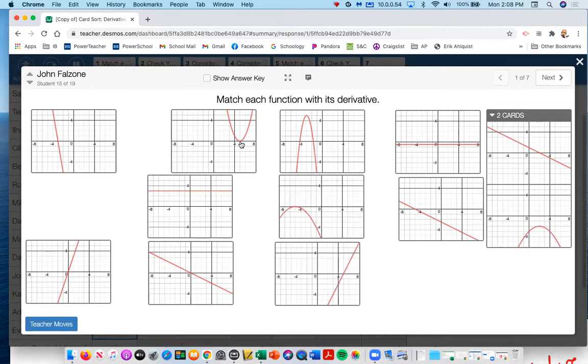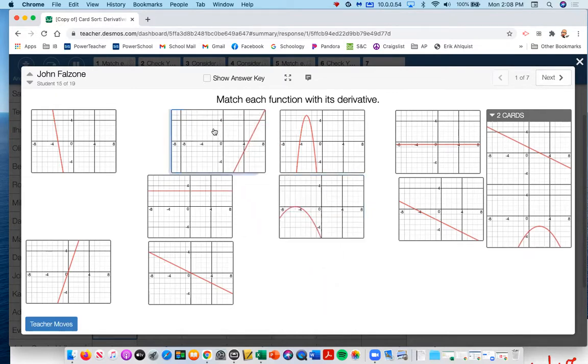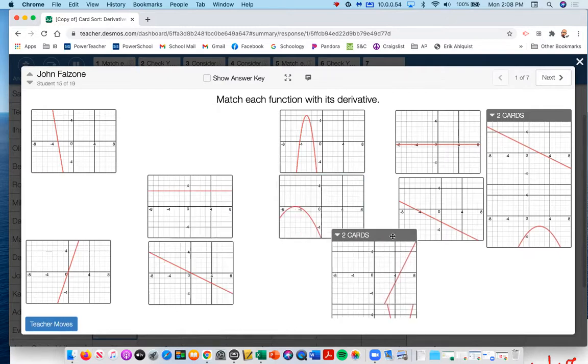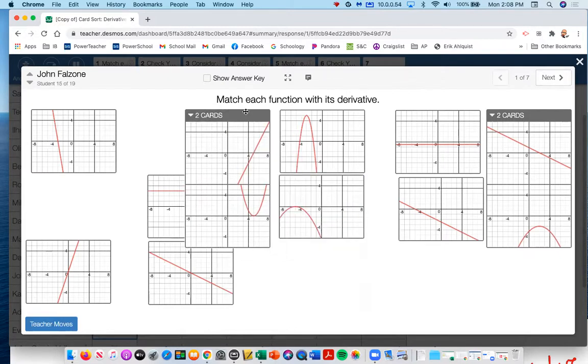Gotcha. So we need a graph that goes from negative values. We need a derivative graph that goes from negative values to positive values at 5. That's this one. Goes from negative to positive. Is that because it's decreasing and increasing, right? Exactly. So decreasing to increasing matches up with negative to positive.